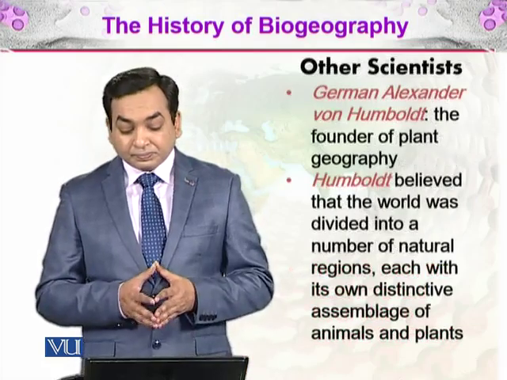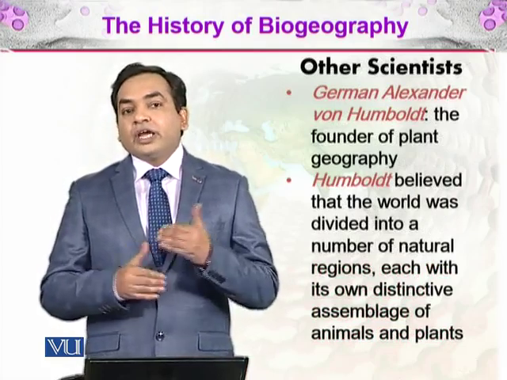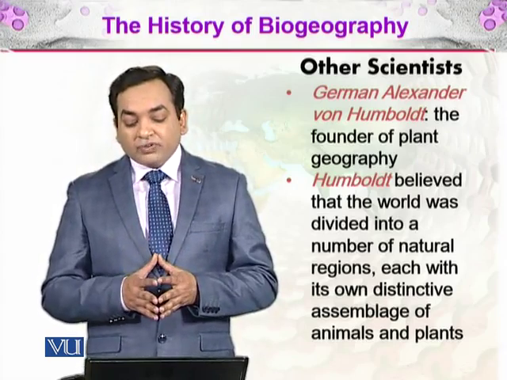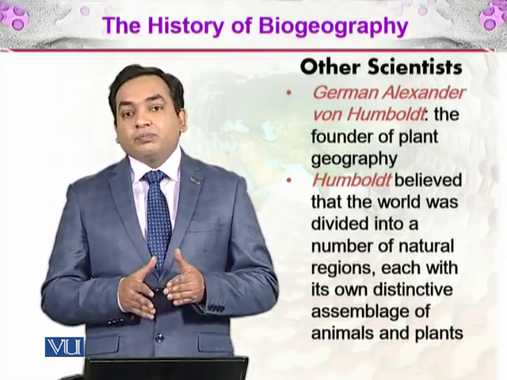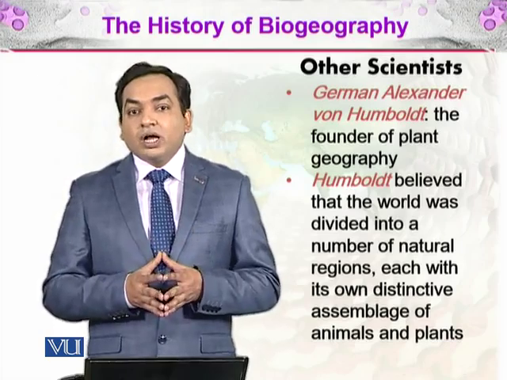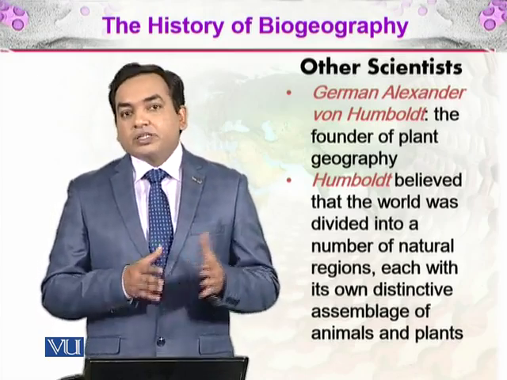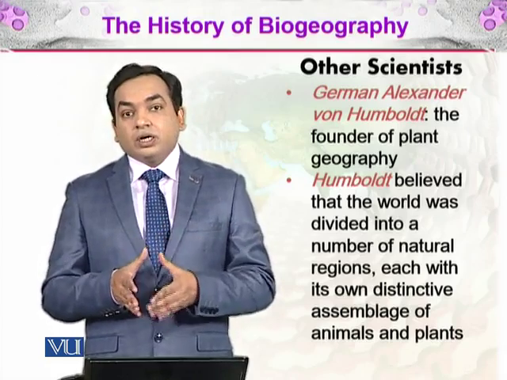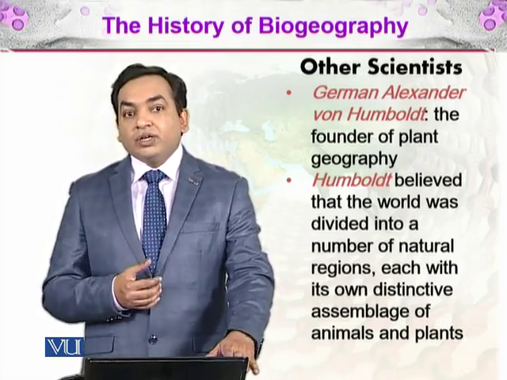Another scientist, the German Alexander von Humboldt, was the founder of plant geography. He had a vast collection of plants of South America and published many books on these. Humboldt believed that the world was divided into a number of natural regions, each with its own distinctive assemblage of animals and plants. He was in a way very much right, because the Earth is distributed in different continents, and there are also climatic distributions, for example rainforests or biomes. You can see different biomes in different geographical regions of the Earth. He was first to give this idea of geographical distribution, each with its own assemblage of animals and plants.